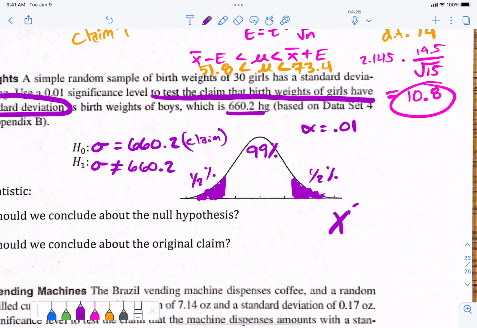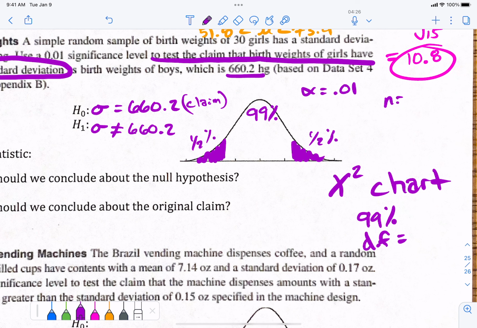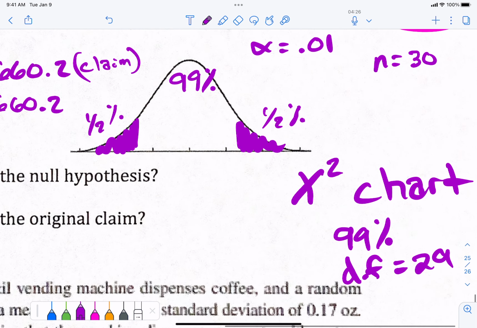What chart are we looking up? The chi-squared chart, that weird one that has two columns. So we're looking at 99%, and then what else do we need to know? Degrees of freedom is how much? 29, we have 30 girls. So 29 at 99%. What do you got for numbers? 14.257 and 49.588. Got it.